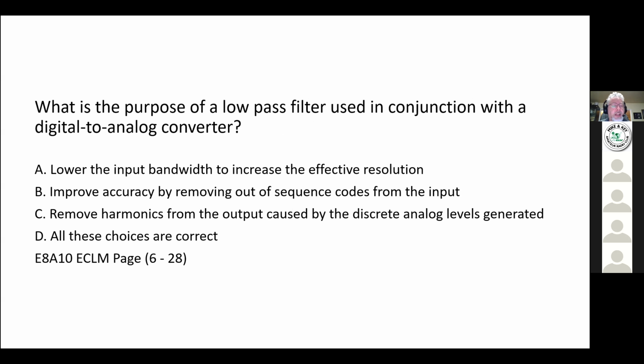What is the purpose of a low-pass filter used in conjunction with a digital to analog converter? A, lower the input bandwidth to increase the effective resolution. B, improve accuracy by removing out-of-sequence codes from the input. C, remove harmonics from the output caused by the discrete analog levels generated. Or D, all these choices are correct. Charlie is correct.